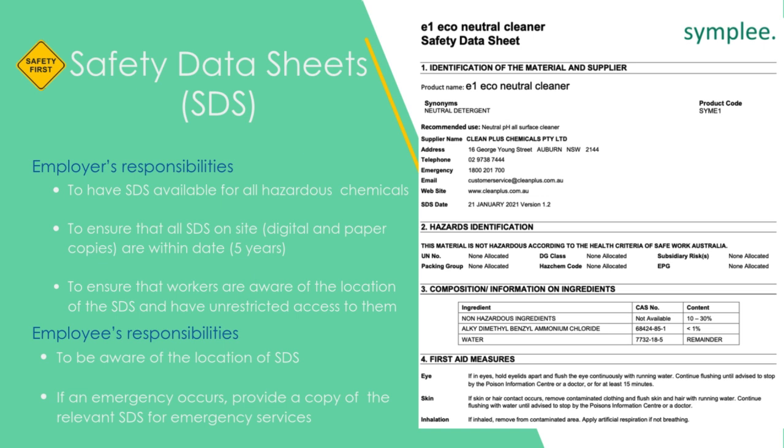When it comes to safety data sheets, both the employer and you as the employee have responsibilities. The employer responsibilities include the following: to have SDSs available for all hazardous chemicals, to ensure that all safety data sheets on site, both digital and paper copies, are within date. Safety data sheets have a validity of 5 years. And to ensure that workers are aware of the location of the safety data sheets and have unrestricted access to them.